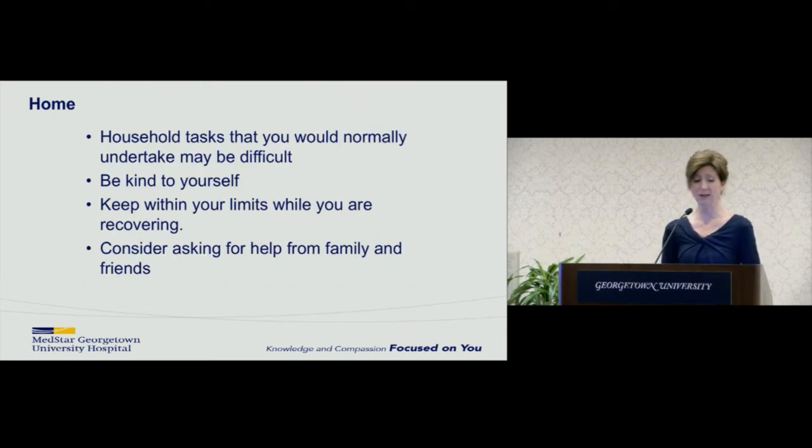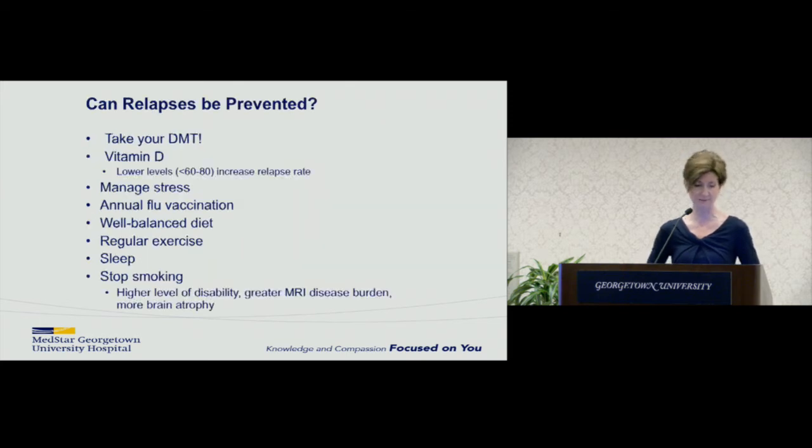At home, household tasks you would normally undertake become difficult. Be kind to yourself during this period. Keep within your limits. Don't try to be Superman or Superwoman while you're trying to recover from a relapse. And ask for help from family and friends.